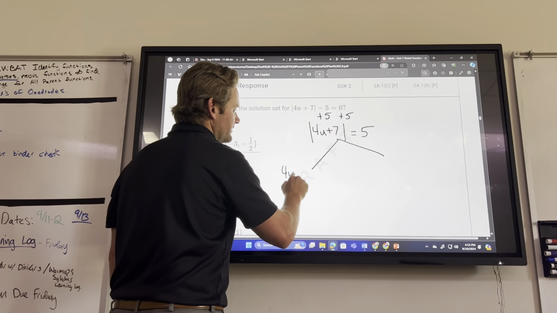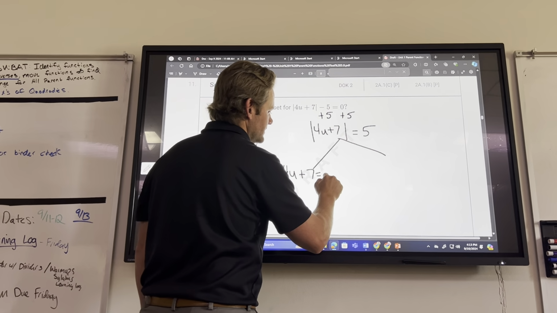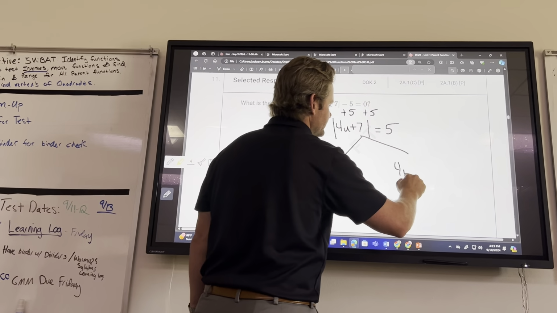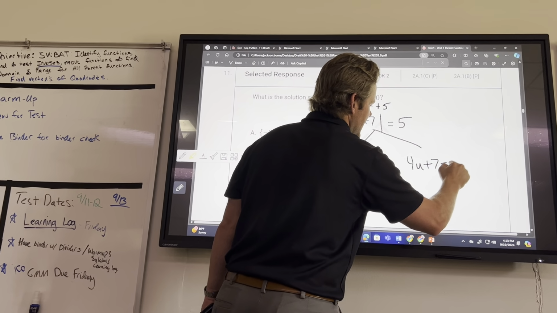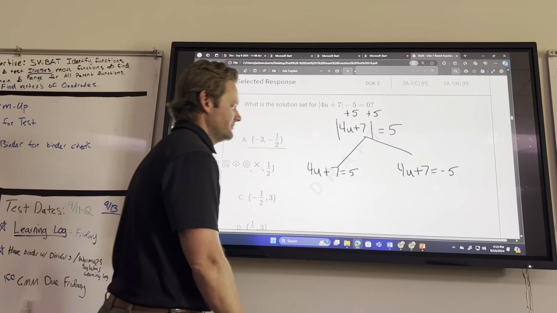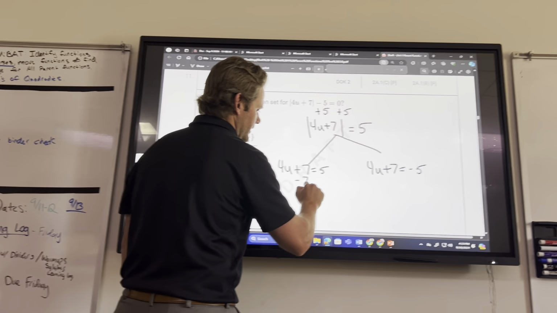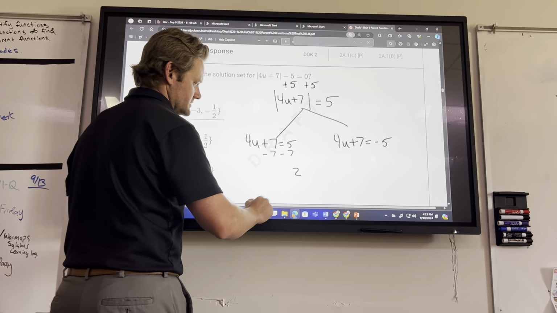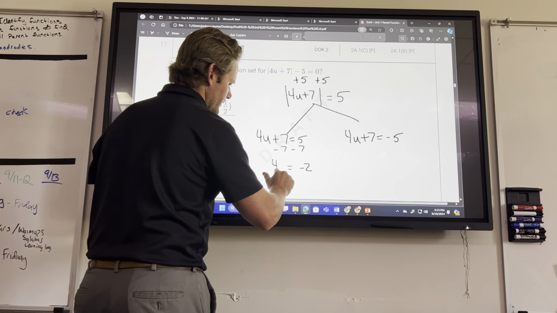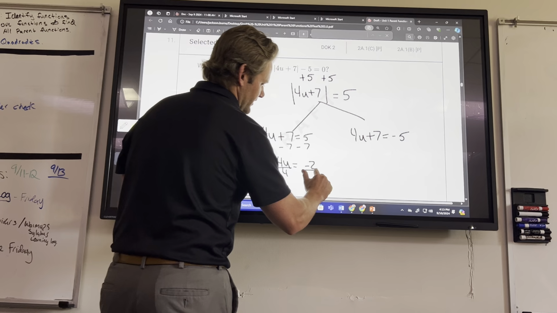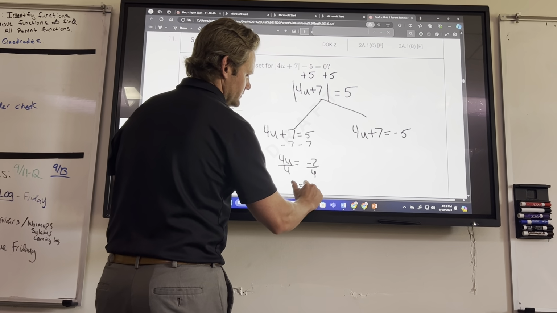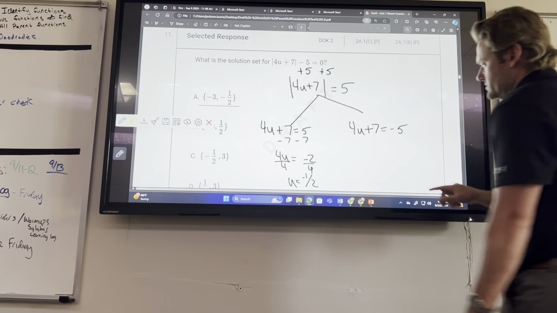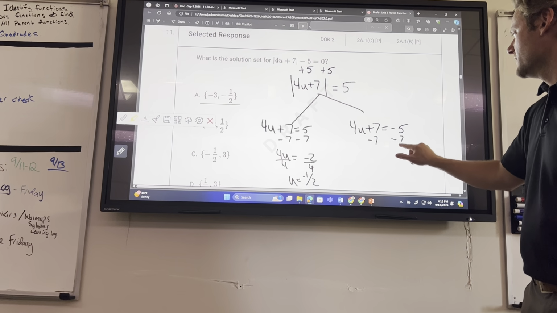Now I can just rewrite it: 4u + 7 = 5, and then I'm going to multiply this side by -1. 4u + 7 = -5. Solve them both out, -7, -7. So I get -2 = 4u. Divide by 4, divide by 4. u = -1/2 is one of my answers. My other answer's over here, -7, -7.